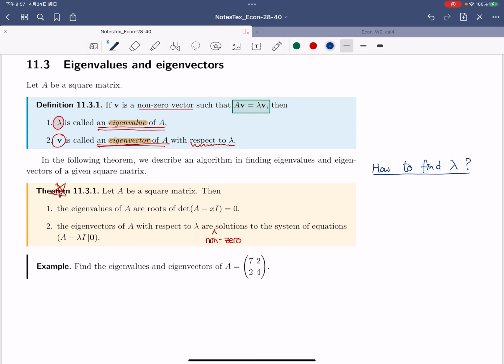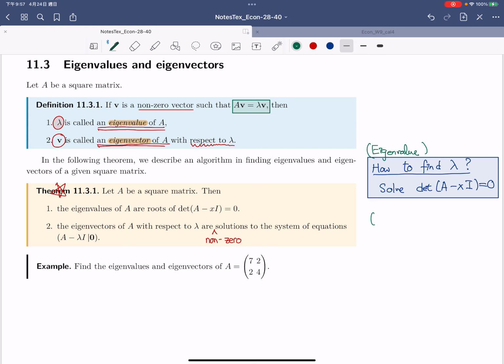So it turns out, how do you find lambda? It's by solving a polynomial equation. So we're going to solve the equation determinant of A minus xI equals 0. Okay? So this is how we find lambda. So eigenvalue. This is how we find the eigenvalue.